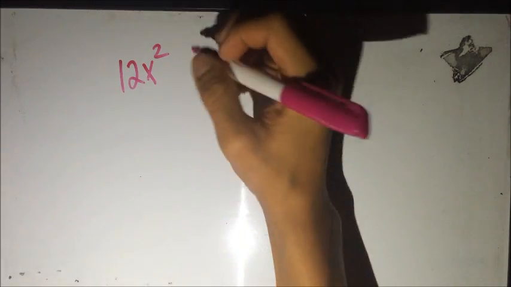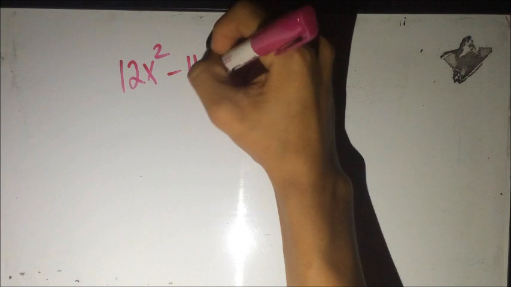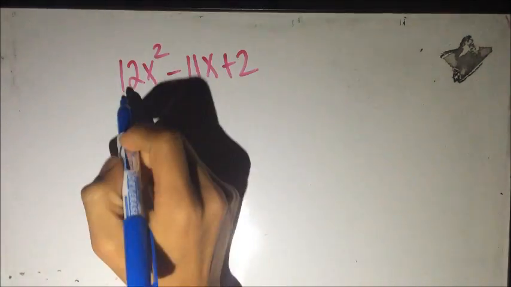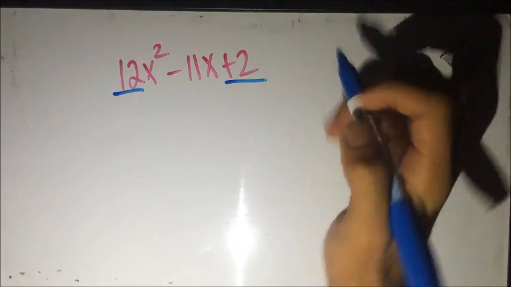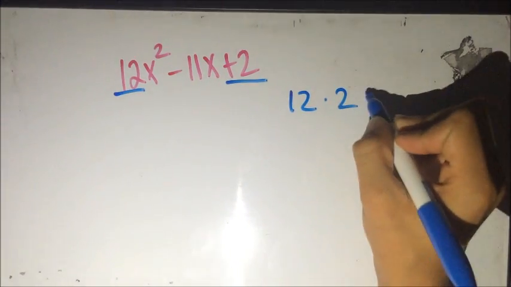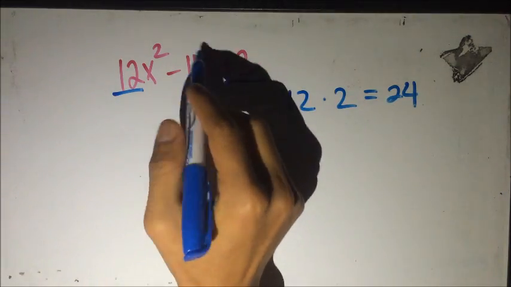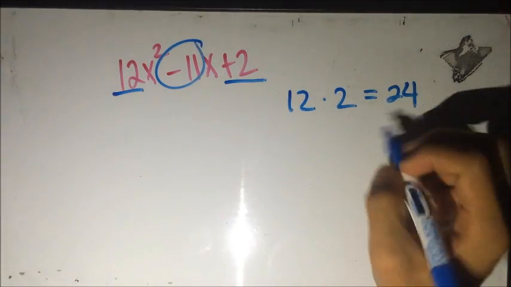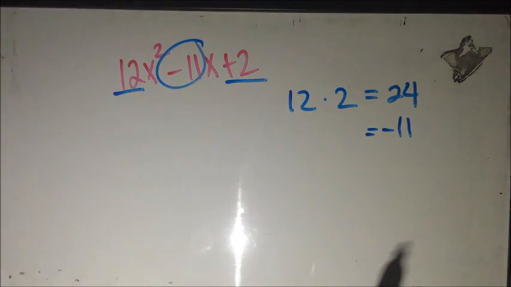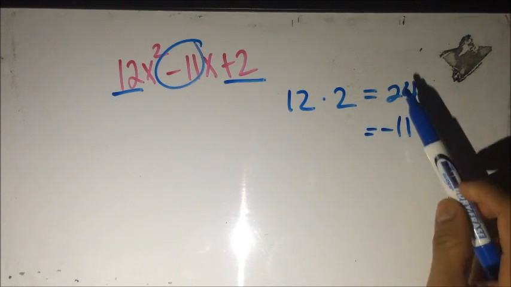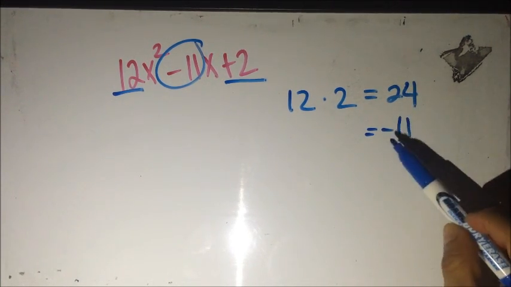x squared minus 11x plus 2. So remember, we first multiply a times c, which gives you 24. In this case, b is negative 11. Negative 11. So we have to find factors of 24 that add up to be negative 11.